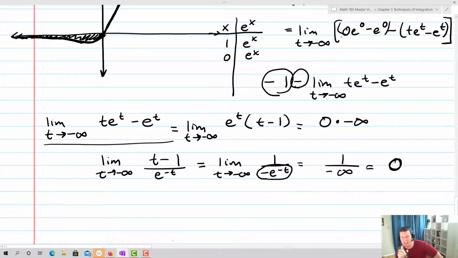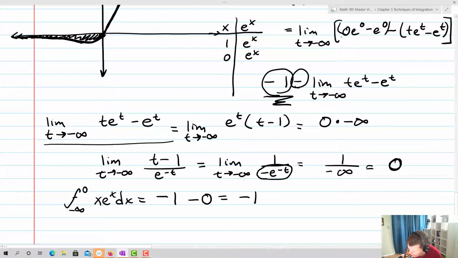Careful though, because that actually is not the value of the integral. Remember, the value of the integral has negative 1 and that minus value. So the value of my integral from negative infinity up to 0 of x e to the x dx is going to equal negative 1 minus 0, or just negative 1. So in addition to finding our integral, we also had to utilize our limit techniques to find the limit. And you may have to do that quite a lot throughout this section.